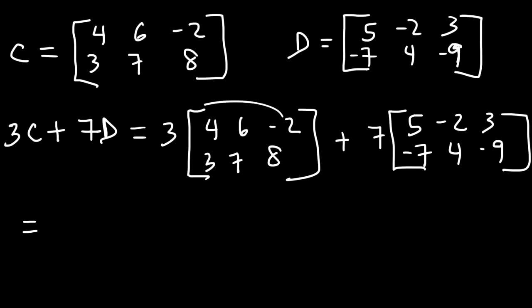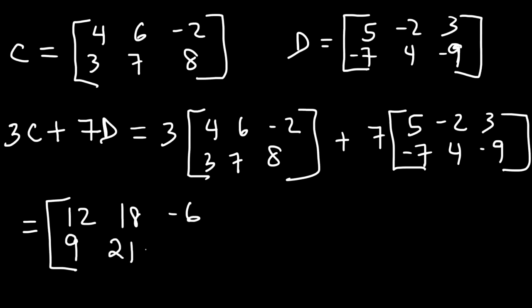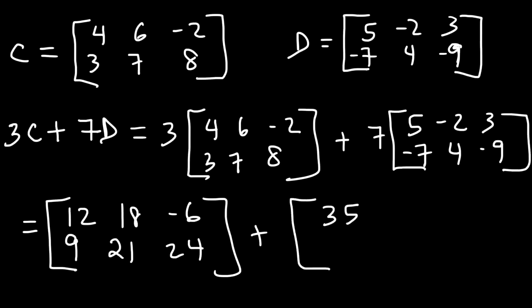So let's multiply matrix C by 3. 3 times 4 is 12. 3 times 6 is 18. And then 3 times -2, that's -6. And then we're going to have 9, 21, and 24. And then let's multiply every element in matrix D by 7. So 7 times 5 is 35. 7 times -2, that's -14. 7 times 3 is 21. 7 times -7 is -49. And then we'll have 28 and -63.